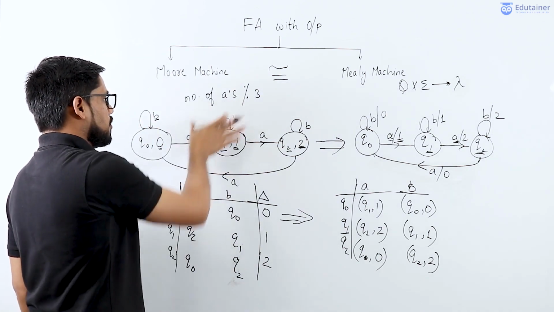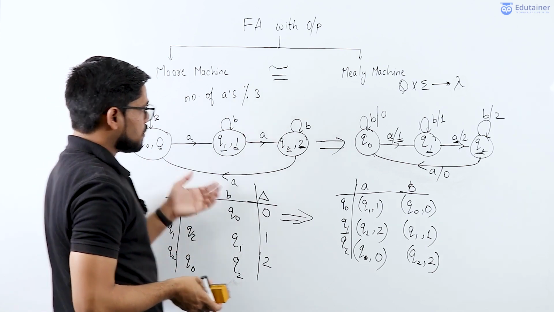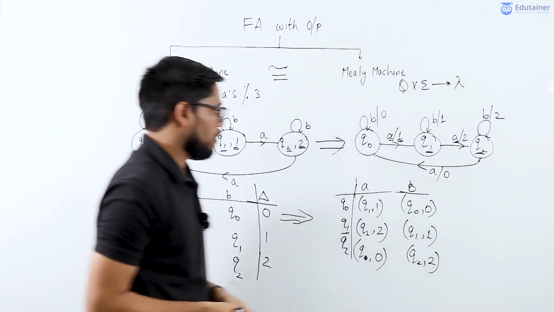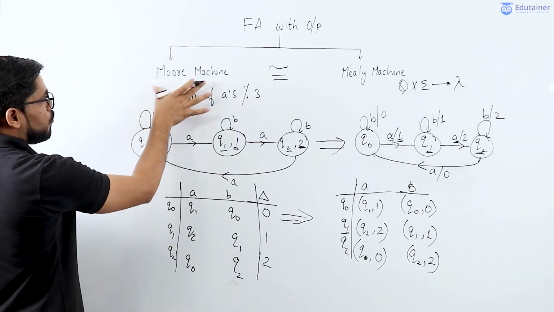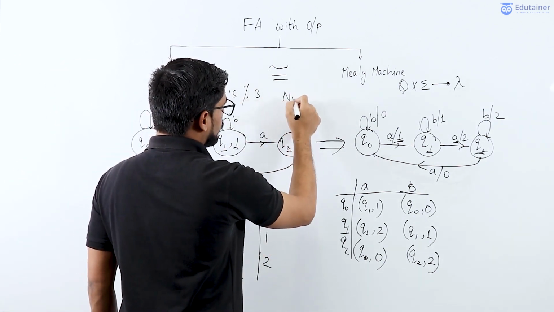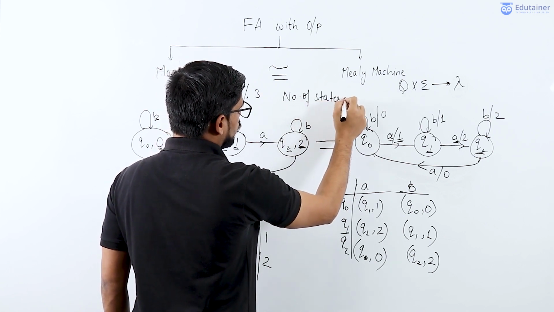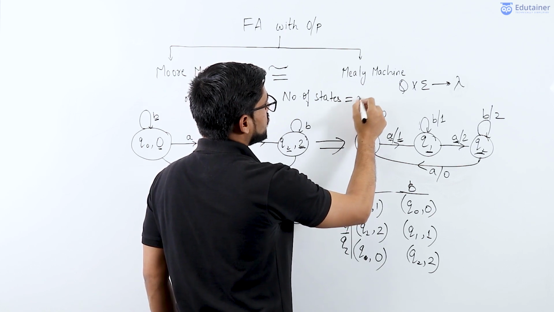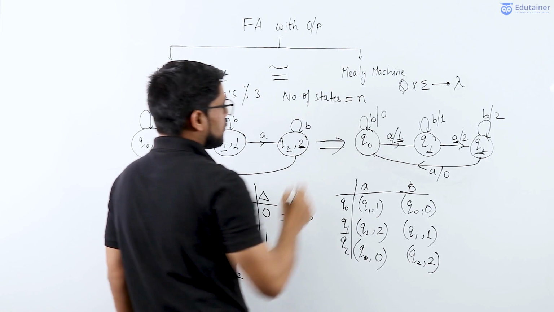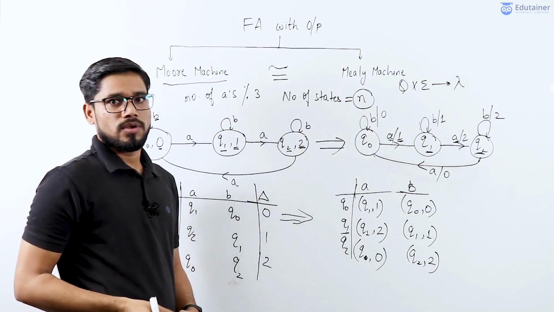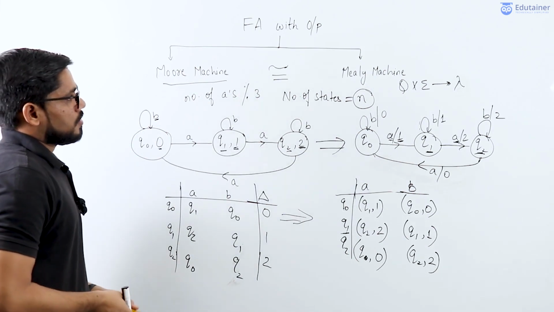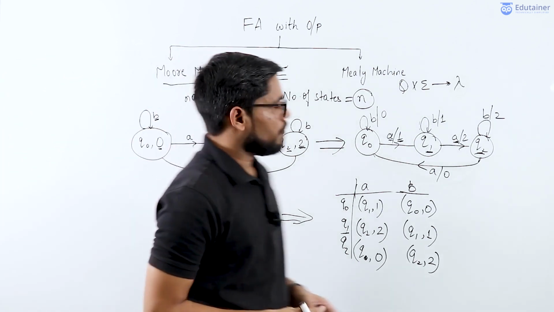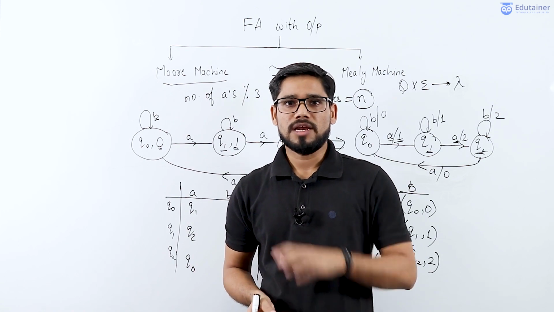So here the machine is dividing the count of A's by 3. There are 3 possible remainders, 0, 1, 2, and here also we get 3 possible remainders, 0, 1, 2. So remember this point: whenever you convert a Moore machine into a Mealy machine, the number of states is always the same. Let's say the number of states is n in the Moore machine, then in the Mealy machine the number of states is also n. This is very important. So this is a simple example of converting a Moore machine into a Mealy machine. In the next video, we will see an example of Mealy machine to Moore machine conversion.